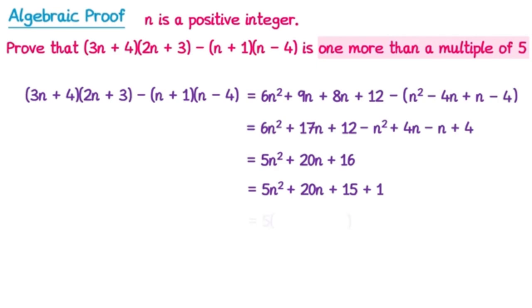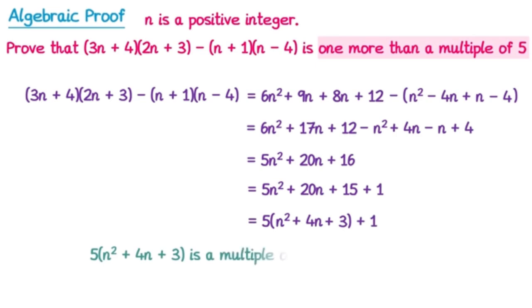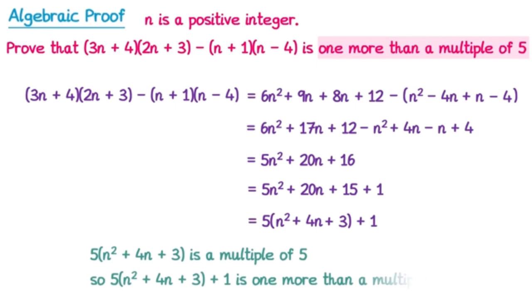We can factorize out a 5 to show that, so it'll be 5 lots of n squared plus 4n plus 3. And of course, plus 1 at the end. So we can finish this proof by saying that 5n squared plus 4n plus 3 is a multiple of 5. So 5 lots of n squared plus 4n plus 3, plus 1, is 1 more than a multiple of 5.